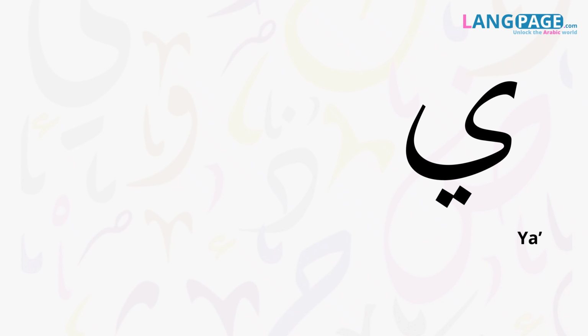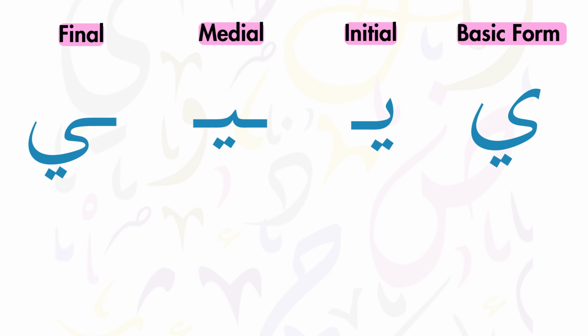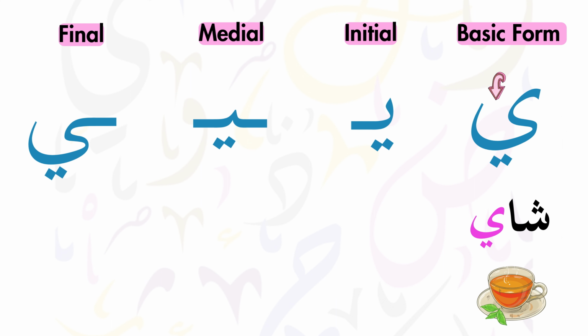The letter ya equals Y in English, as in the word year. The letter ya has four forms. First, the basic form, the isolated one, as in the word shay, which means tea. Then, the second one is the initial form, which comes in the beginning of the word with one hand on the left in order to be attached to the next letter, as in the word yad, which means hand.